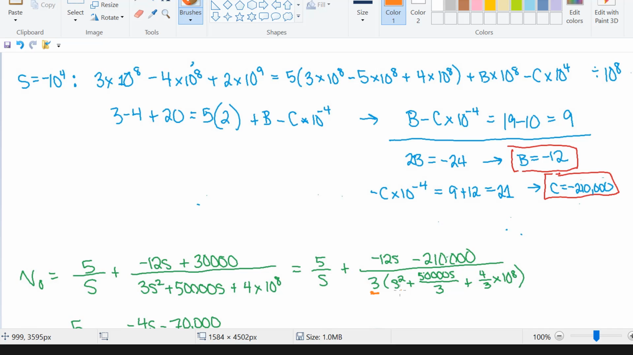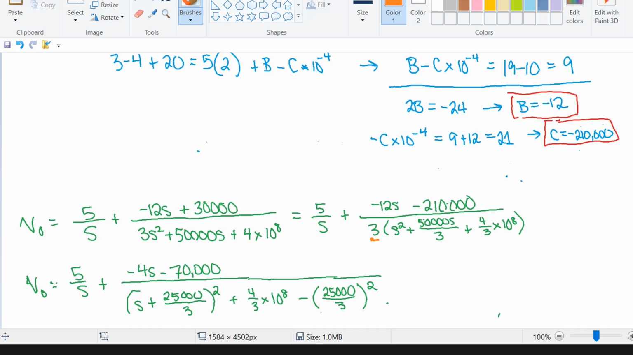And so if you factor out the 3, then you just get s squared, and then divide the other 2 terms by 3. And then all I did was, instead of leaving 3 in the denominator, kind of thought of bringing a 1/3 up to the numerator, or just did negative 12 divided by 3 is negative 4, and negative 210,000 divided by 3 is negative 70,000.